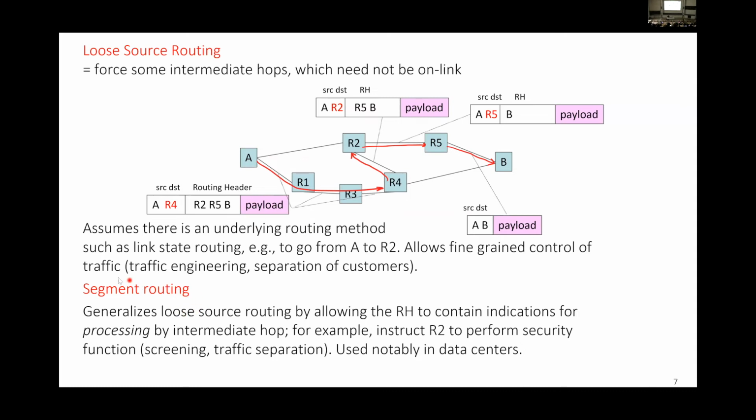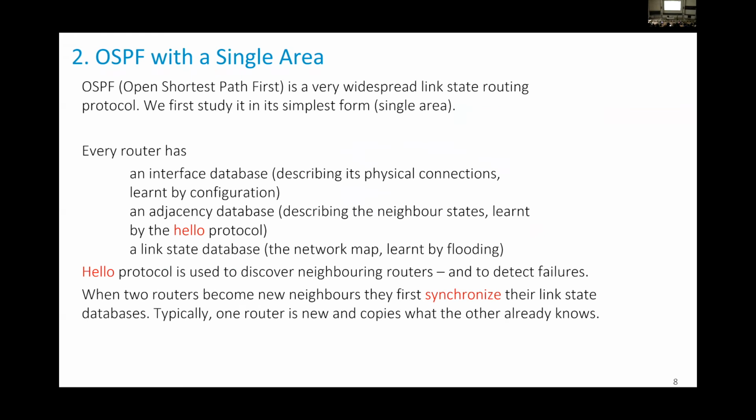Source routing today takes the form of what is called segment routing, where we go even one step beyond. Instead of putting an IP address as a destination, we put a header that is a pointer for the router to do some specific function. For example, the function might be forwarding to a next hop, but it may also be doing something specific to this packet, like inspecting it more deeply. This is also typically used in data centers. So source routing, loose source routing, and segment routing are used in closed environments like data centers.